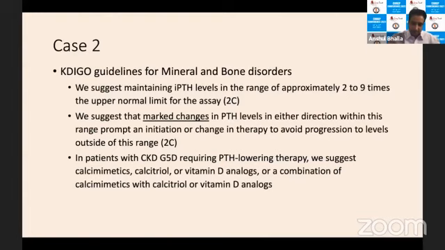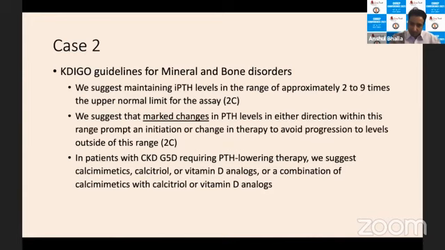So it's a wide range. If the reference value is 100, then between 200 and 900, the PTH can be maintained. But if there are marked changes, if it is going from 200 to 500, we shouldn't wait until it goes to 1000 and only then add therapy, because it's a significant change and rise. We should anticipate that it'll go even higher. So we can act on it beforehand.